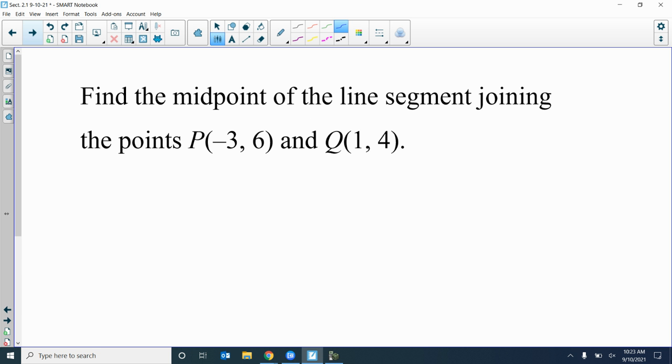Okay. All right, find the midpoint of the line segment joining the points P, negative 3, 6, and Q, 1, 4. Okay, so for the midpoint, you're going to add your x's, negative 3 plus 1, divided by 2. We're going to add the y's, 6 plus 4, divided by 2.